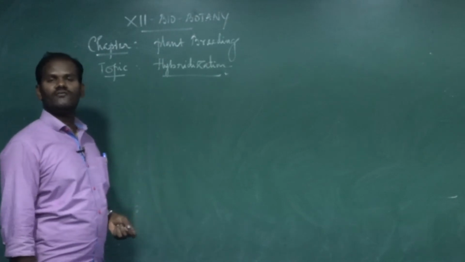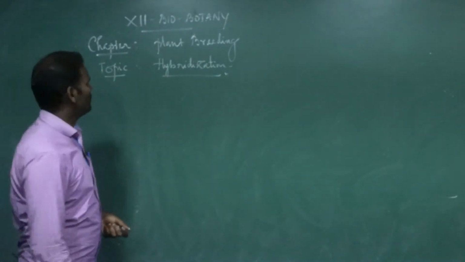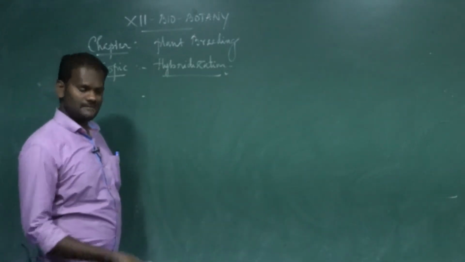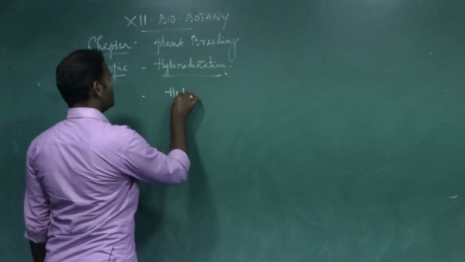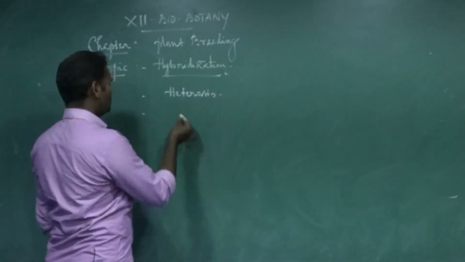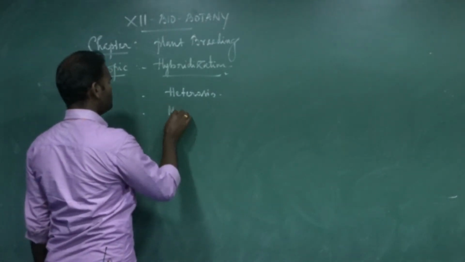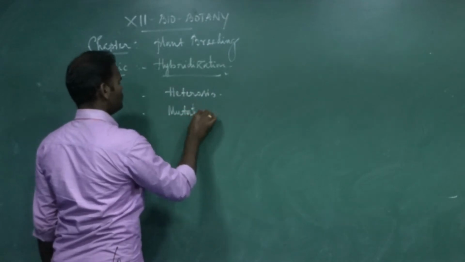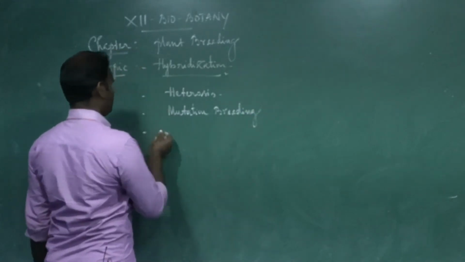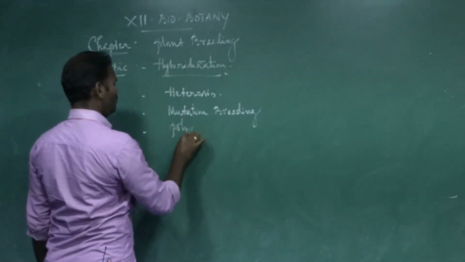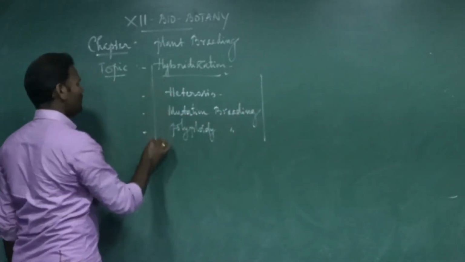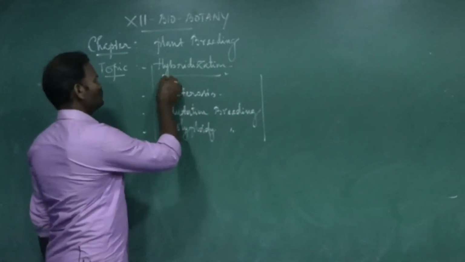Hybridization. It is one of the topics of plant breeding, 12th chapter. Next, what are the types of hybridization? Then heterosis and its types. The next, mutation breeding. Then polyploid breeding. So these are the topics we are going to discuss. The first one is hybridization.